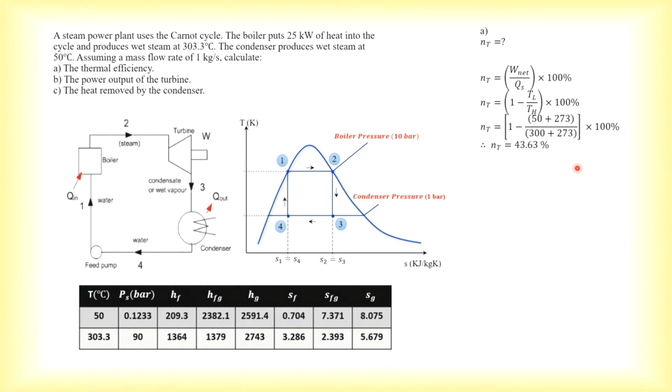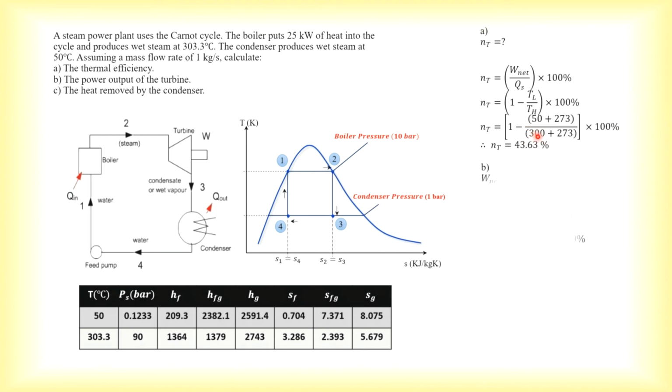So for Carnot cycle, it's just simple that you take the thermal efficiency, which is net work over heat supply, or that also can be found by taking the Carnot efficiency formula by putting in your lower temperature and the higher temperature plus 273. Okay, so this should be 303.3, times 100. So you got approximately 43.63% for the thermal efficiency or the Carnot efficiency. This one I remind again, 303.3.